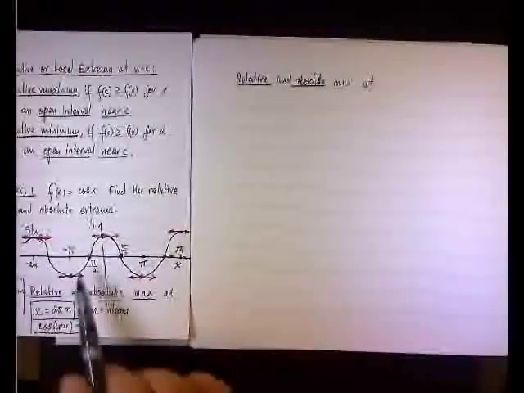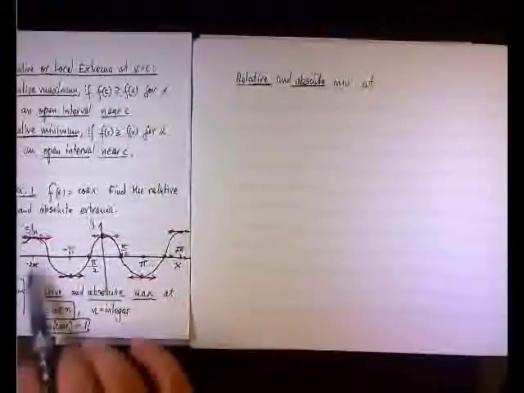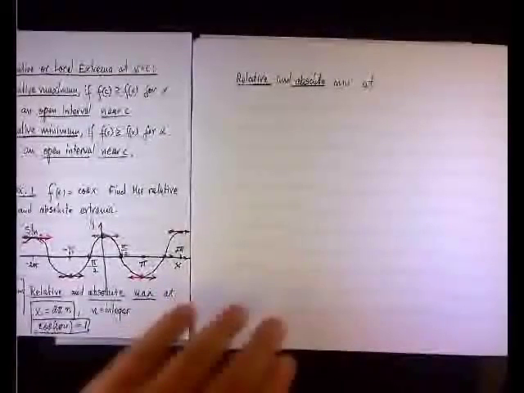Okay, and we know that this is a periodic function. It repeats itself every 2 pi. If we go to the left, we have a minimum at negative pi. The next minimum will be at negative 3 pi and so on. So we're going to see that we have all the odd integer multiples of pi, right? We have 1 pi, 3 pi, 5 pi, negative 1 pi, negative 3 pi, and so on.